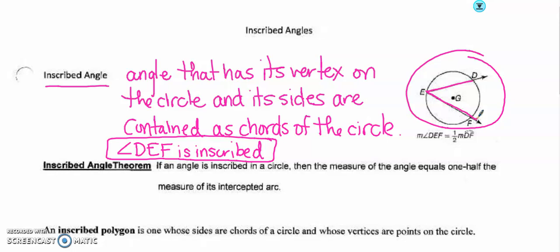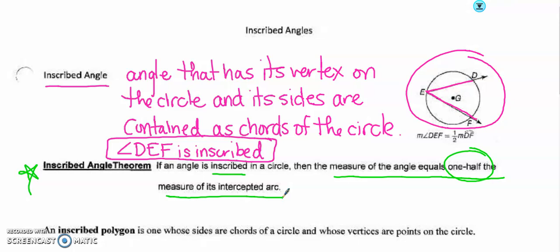So then there's this theorem here, but you have to know how to apply it. It's called the inscribed angle theorem, and it says if an angle is inscribed in a circle, and here's the important part, the measure of the angle equals 1/2 the measure of its intercepted arc. And it says it right here.